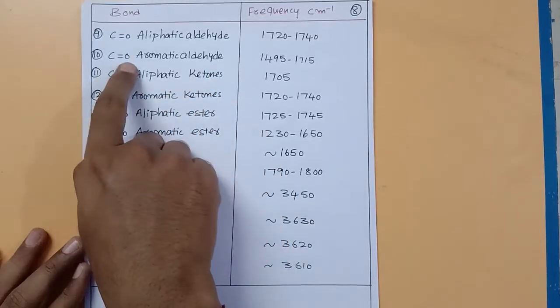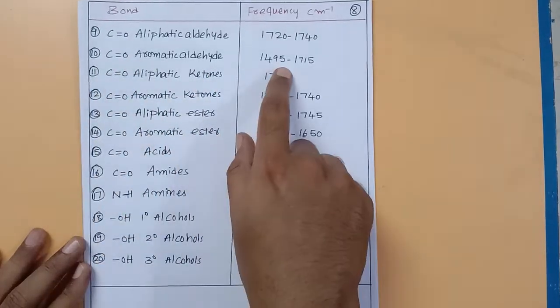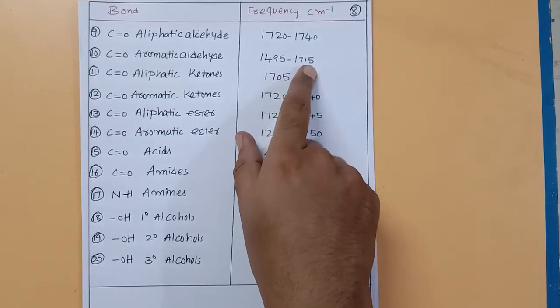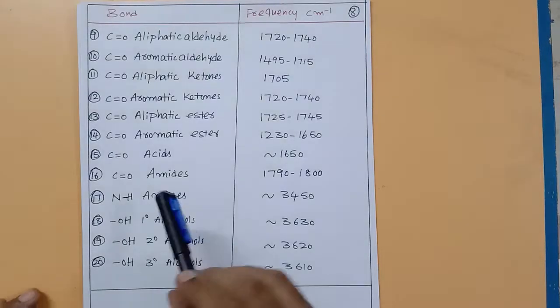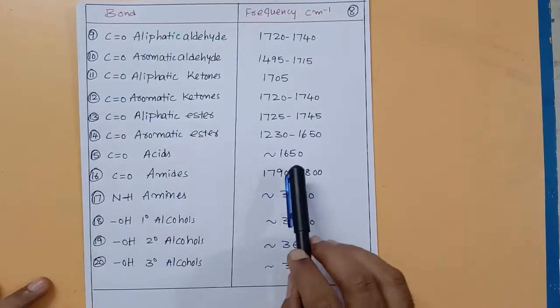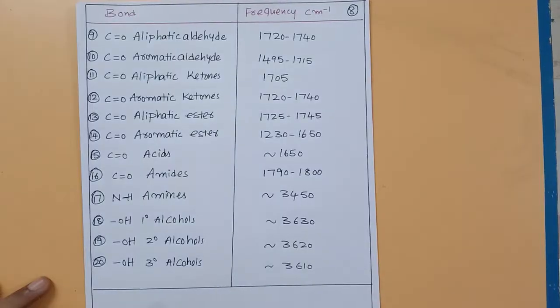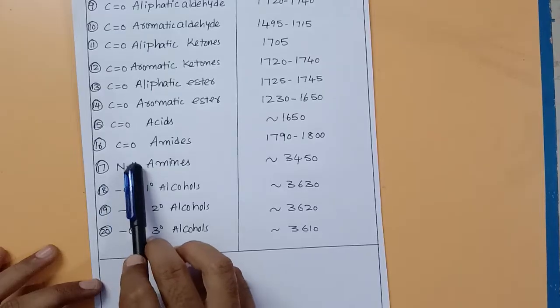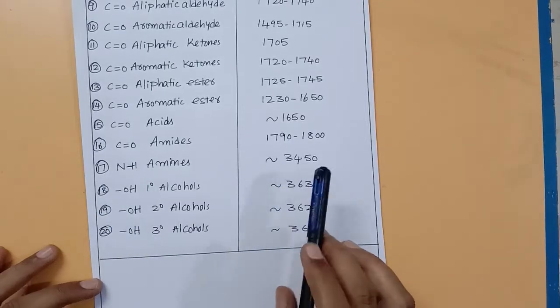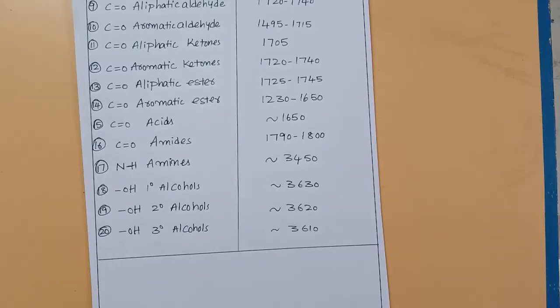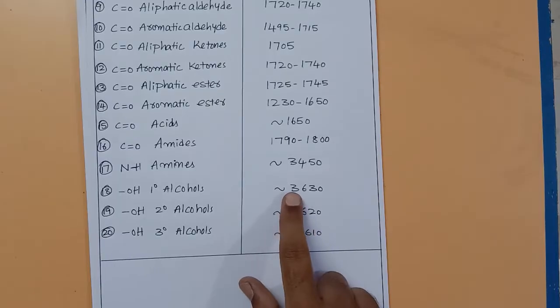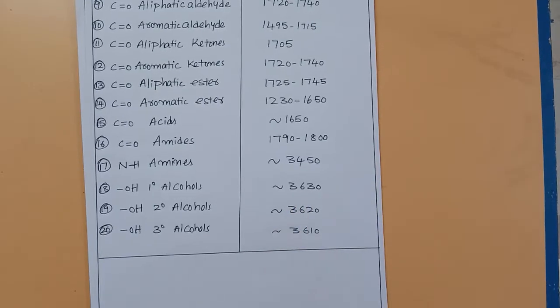So here we have other examples. The aromatic aldehyde C double bond O, this bond will vibrate at a frequency of 1495 to 1715 centimeter inverse. And the carboxylic acids are going to vibrate at 1650 centimeter inverse. The amines, the bond between nitrogen and hydrogen, this bond takes about 3450 amount of infrared radiation. The OH group of primary alcohols requires 3630 amount of infrared radiation.